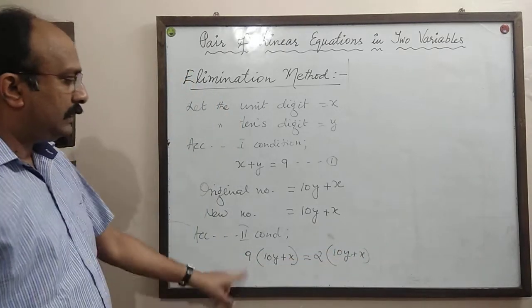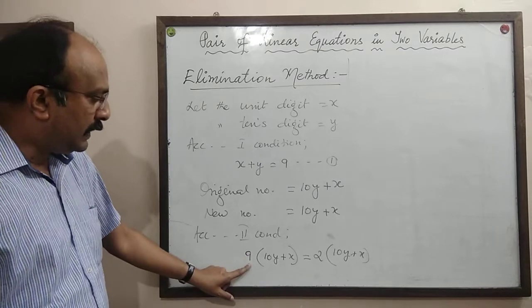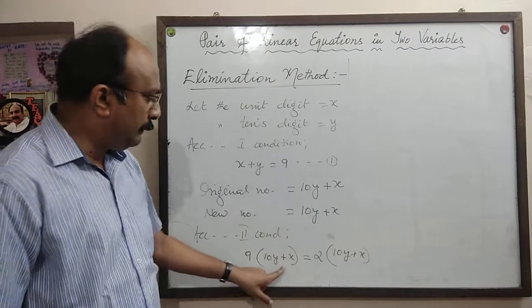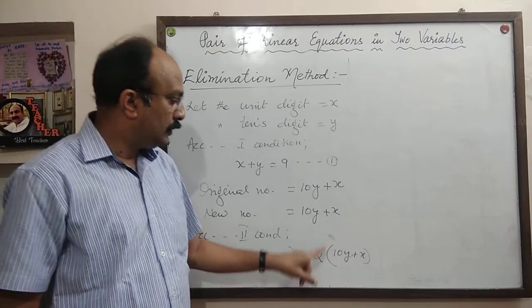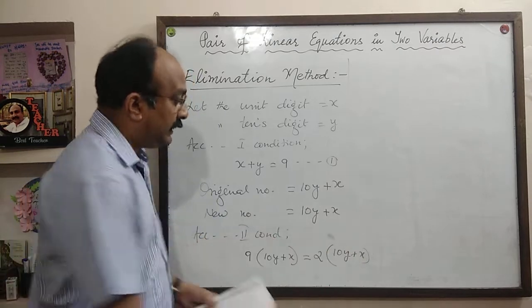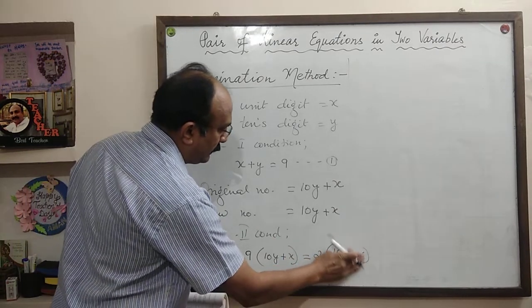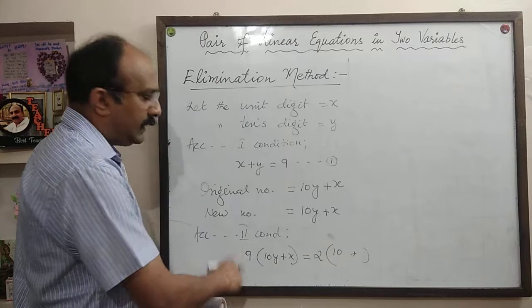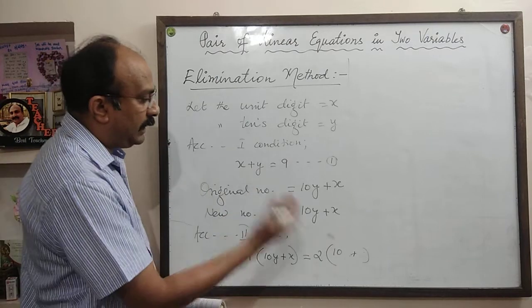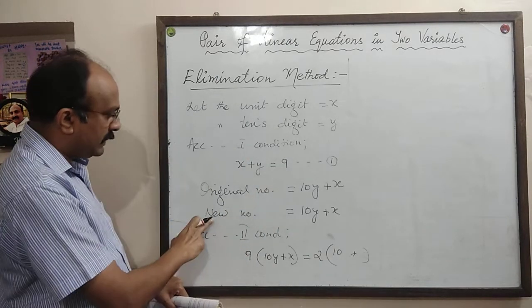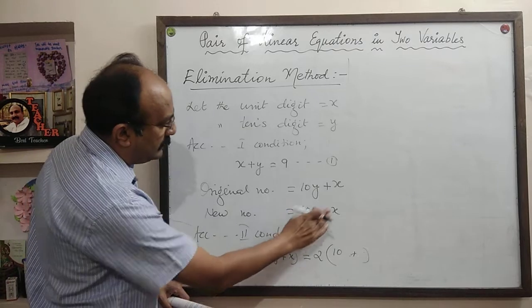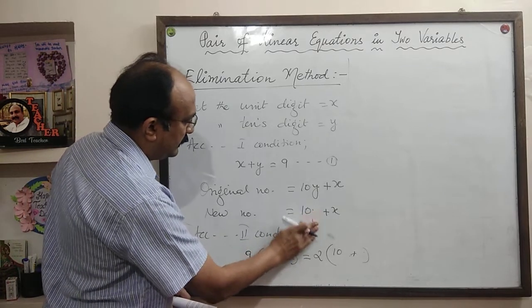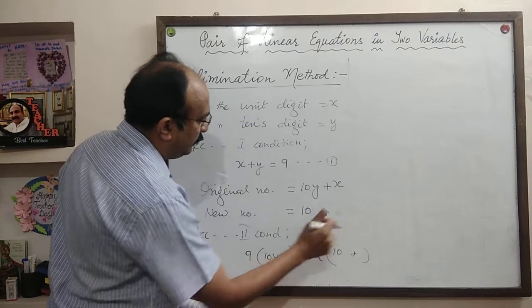Open the bracket, you will get equation number 2. So 9 into 10y plus x is equal to 2 into 10x plus y. 9 times the original number is equal to 2 times the number obtained by reversing the order. Number obtained by reversing the order is, this is wrong. This will be 10x plus y.